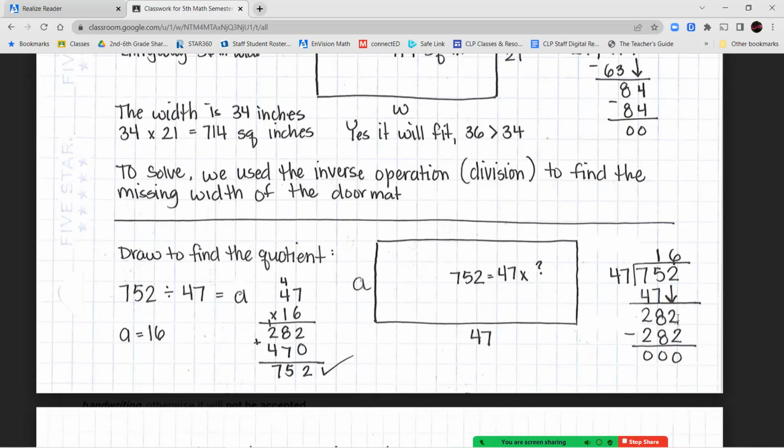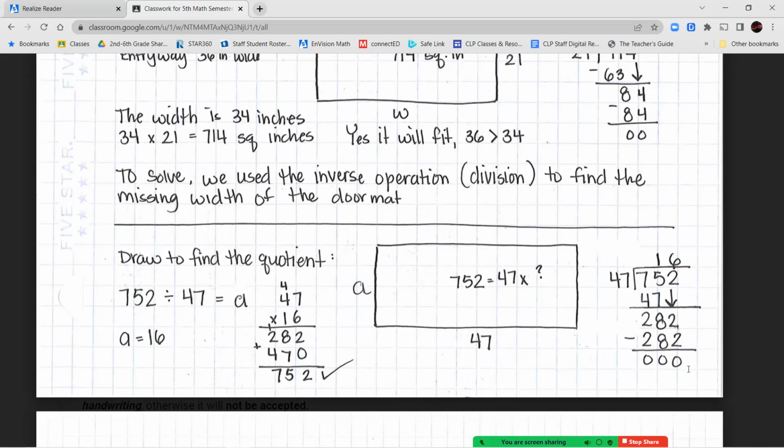I had to figure out how many groups of 47 are in 282, so I multiplied over and over again until I got as close to it as I could. And I found that 47 times 6 equals 282. So I was able to divide that evenly with no remainders. So 752 divided by 47 gave me 16.